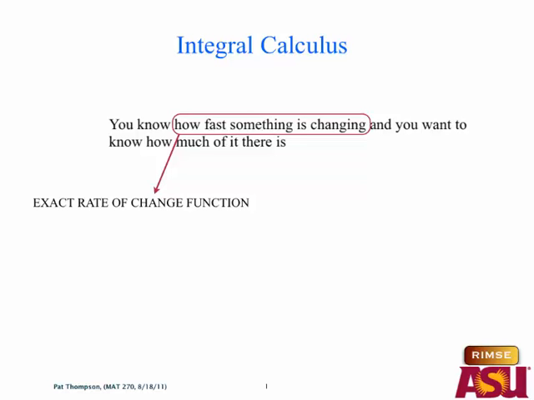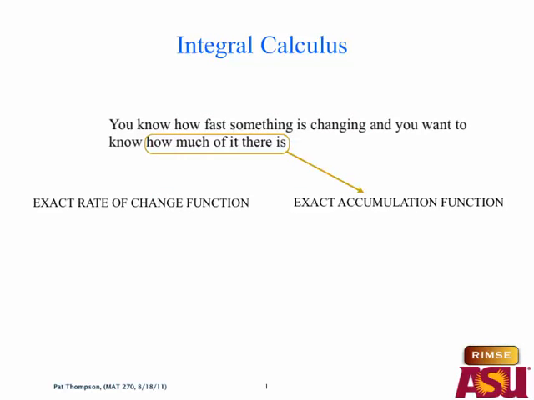And then we want to know how much of it there is. What is our goal? To build? What are we trying to build out of that exact rate function? Exact accumulation function. That's how much of it there is. Question is, how do we get there? What's our roadmap to get from exact rate to exact accumulation?